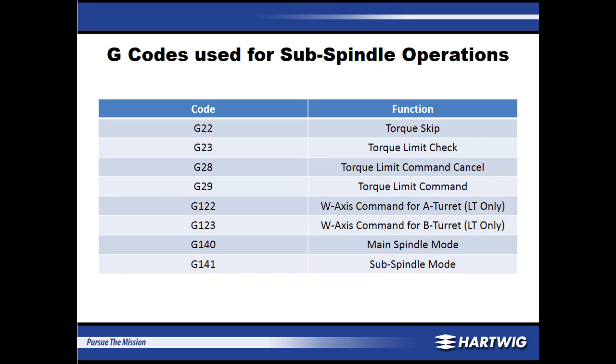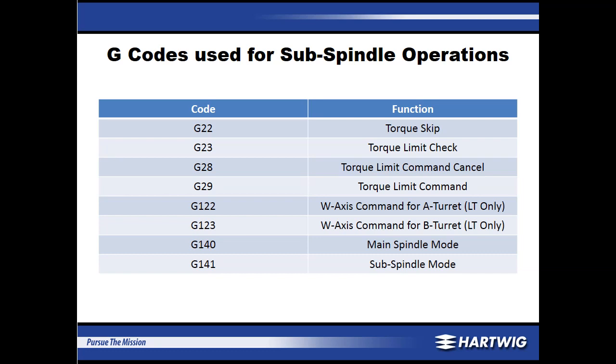G28 cancels the torque limit command, and G29 tells the machine our maximum torque limit for our torque skip or torque limit check operations. Typically, G29 would be followed by PW equals some load, 30%, or whatever axis you want to check. If you want to check Z axis for load, G29 PZ equals 25.